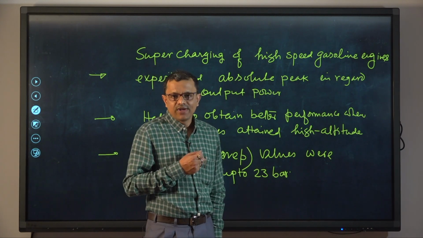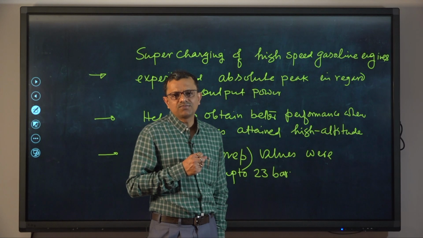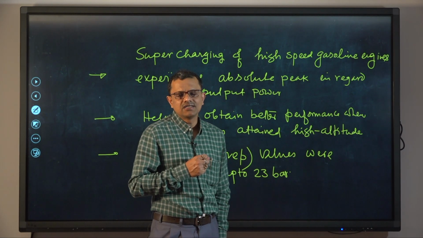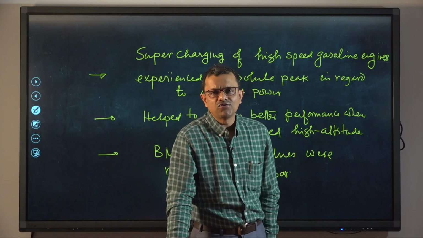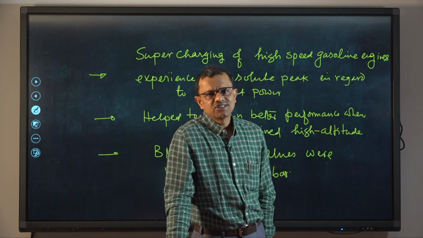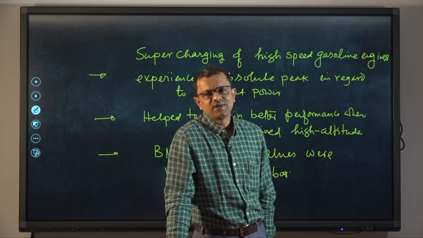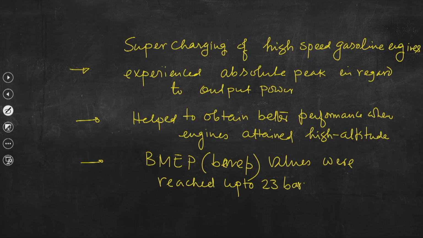Using exhaust gases to run a compressor first came into the market in the US, and that was first introduced by Chevrolet. Chevrolet is an automobile company, and that company first introduced the exhaust gas operated supercharging unit in the year 1960.